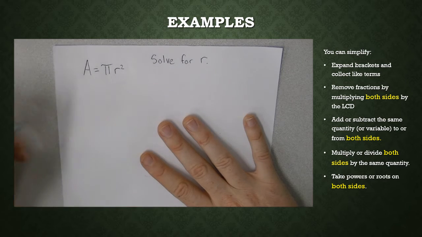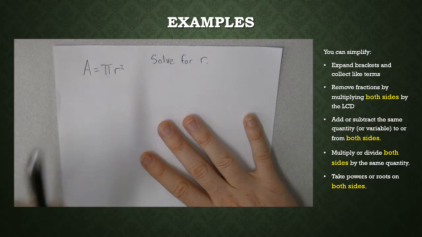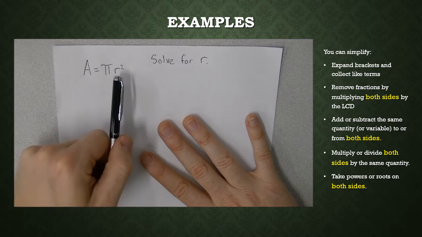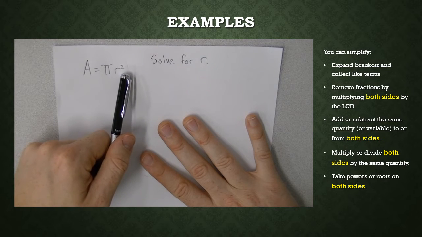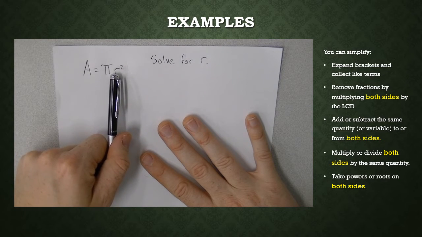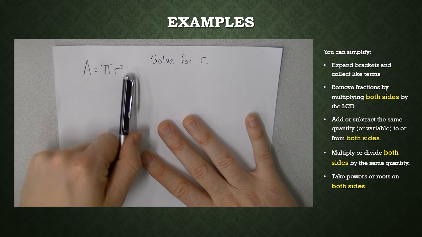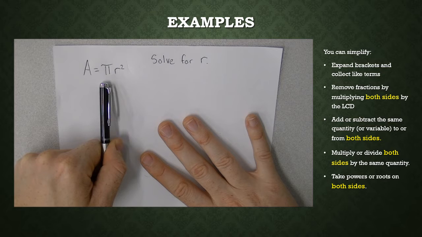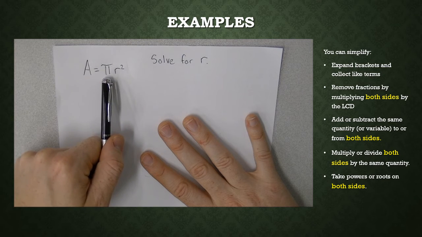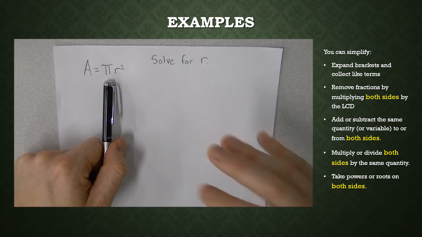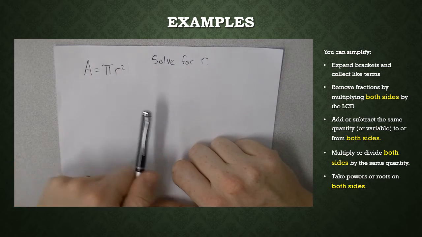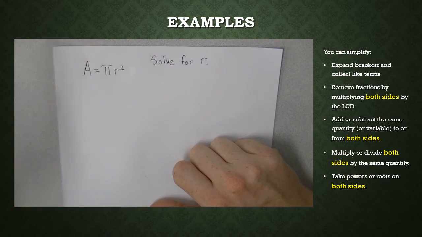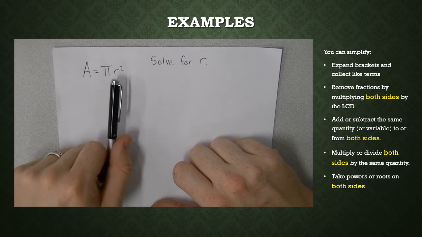So what we're going to do here is figure out, okay, what are the operations happening to r, and then we're going to undo them. So r has an exponent on it, so if I put a number in for r, I would square it first, and then I would multiply it by the number pi. Remember, pi here is a symbol, but it is actually representing the number 3.14159, etc. So it's not a variable. But we're just going to treat it like any other symbol.